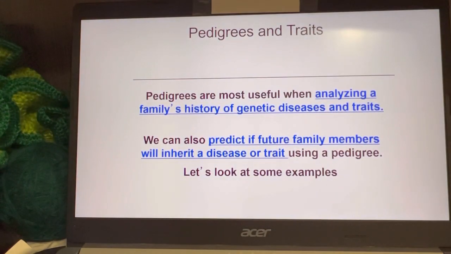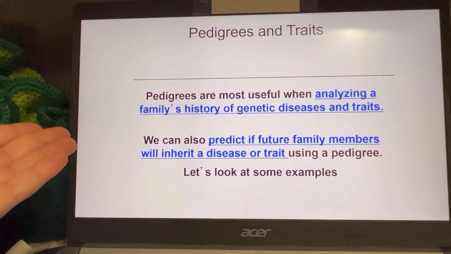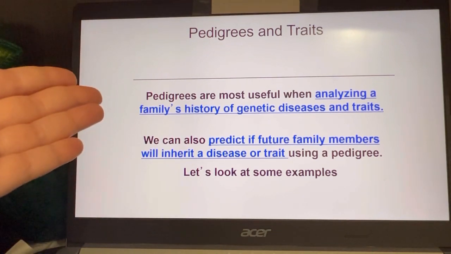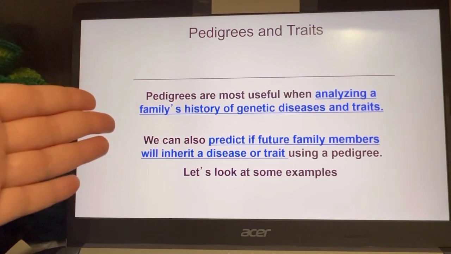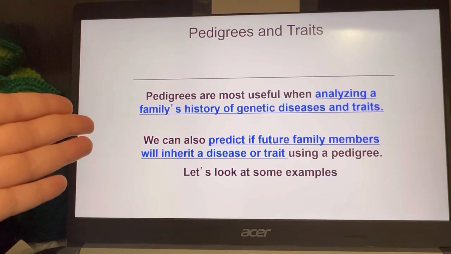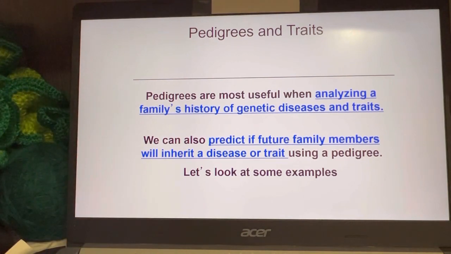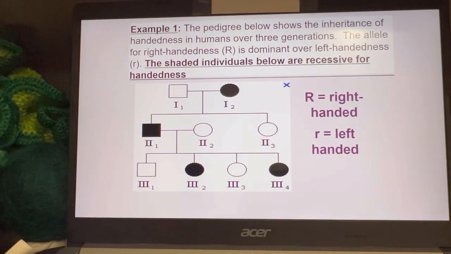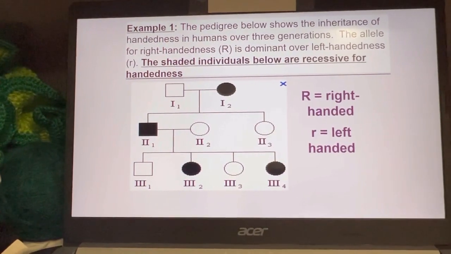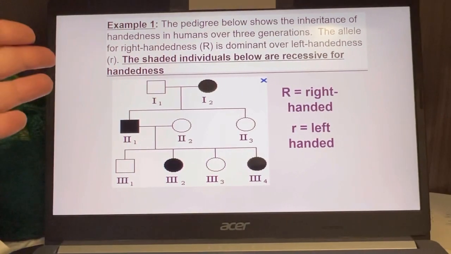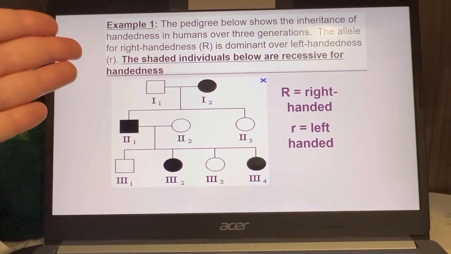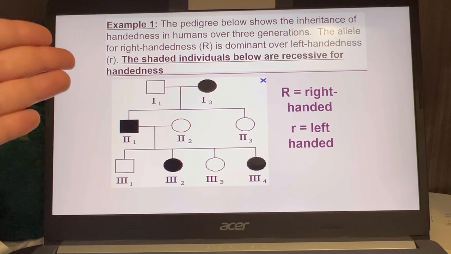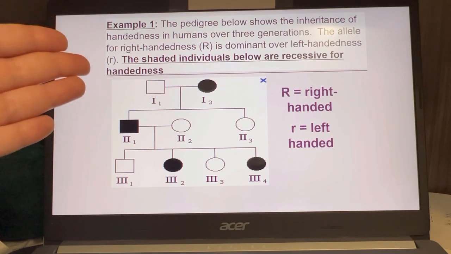Right, so pedigree and traits. Pedigrees are most useful when analyzing a family's history of genetic diseases and traits, but can also predict if future family members will inherit a disease or trait using a pedigree. We are going to go through some examples. Alright, so example 1. The pedigree below shows the inheritance of handedness in humans over 3 generations. The allele for right-handedness is dominant over left-handedness. Shaded individuals below are recessive for handedness.